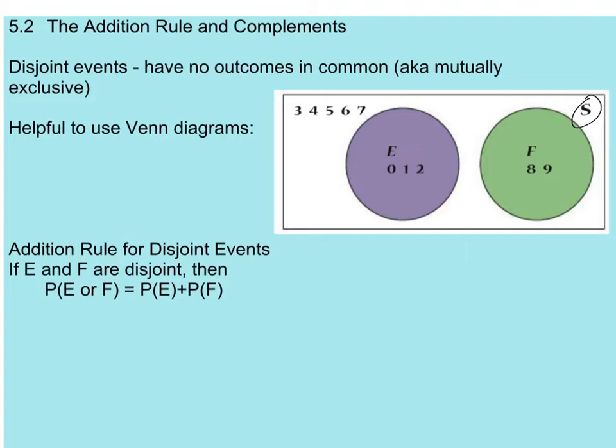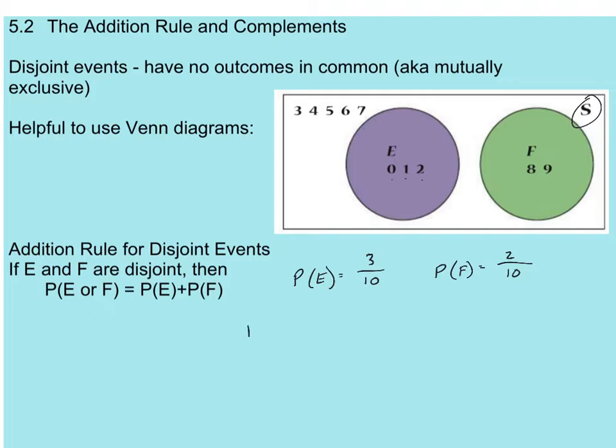If I want to know the probability of E just by itself, I have 1, 2, 3 numbers in E. So the number of outcomes in event E is 3. The total number of outcomes in the sample space is 10. There are 10 numbers total, 3 numbers in event E, 10 numbers total. The event F is the numbers 8 and 9. There are 2 numbers in event F and 10 numbers in the sample space.